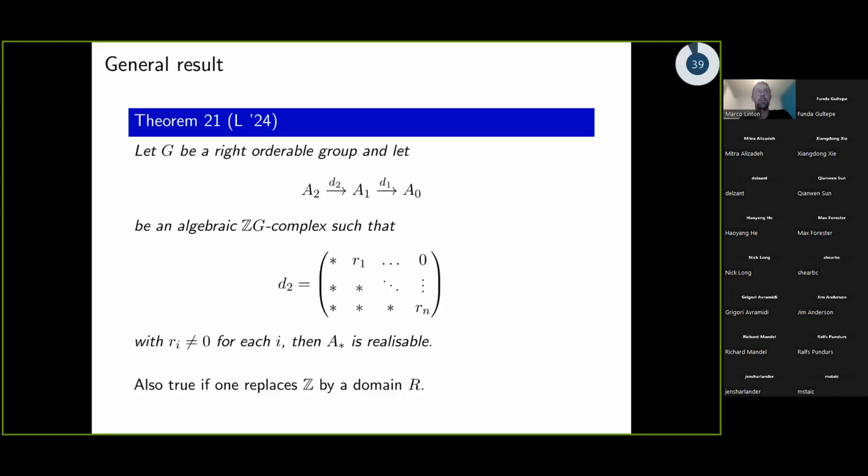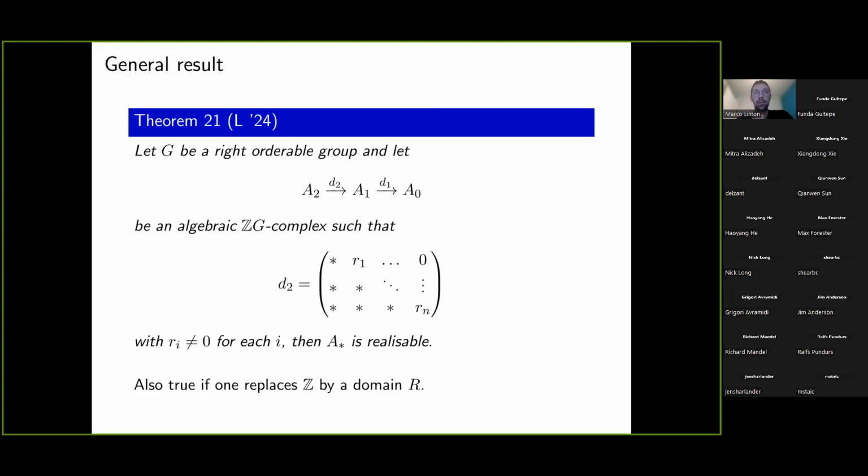So the more general result is really about the realizability of certain complexes. If G, again, we need to assume G is a right orderable group, and we take some algebraic ZG complex in dimension 2. And the main theorem really is about types of maps that D2 can be.